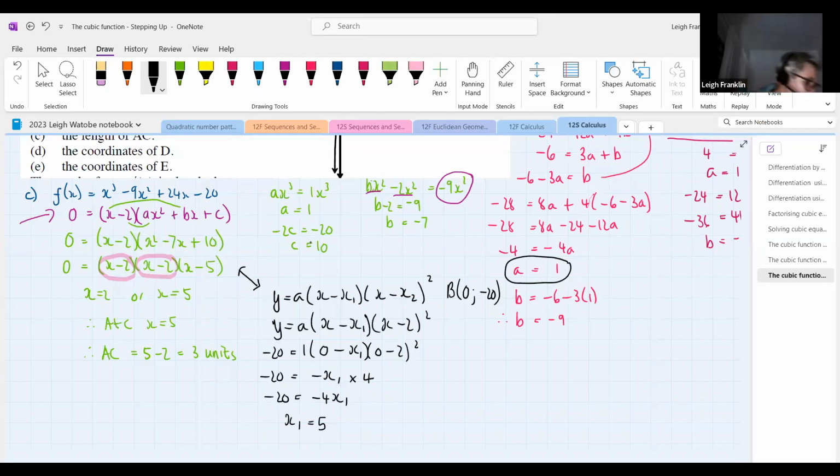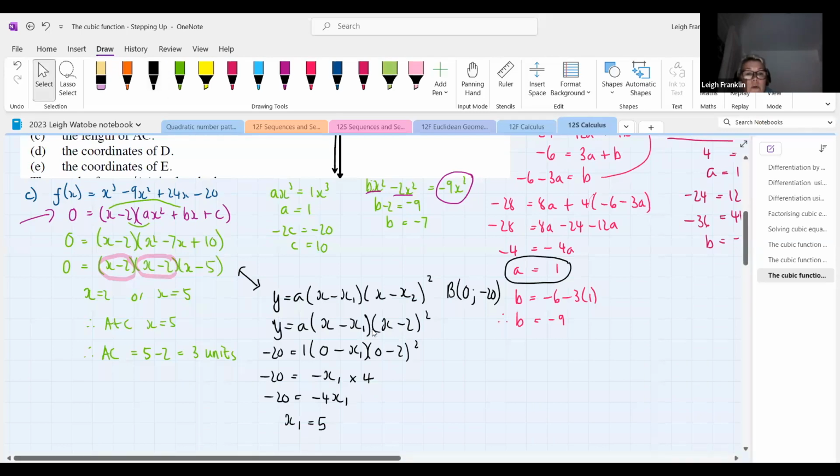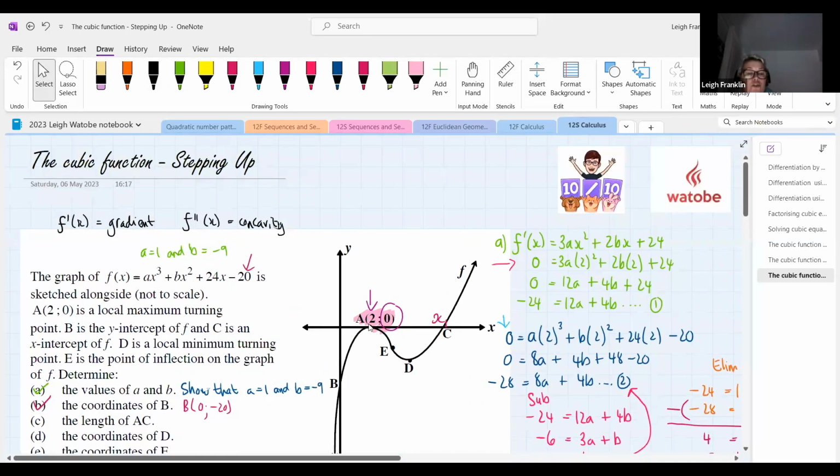Kamogelo. Ma'am, on the question, they said that we should calculate the length of AC. And then on the first equation, in your inspection method, you said that AC is equal to 5 minus 2 is equal to 3 units. Are we still going to calculate the other x? So you don't need to calculate the other x because you know that it's 2. Oh, okay, ma'am. Okay, all right.